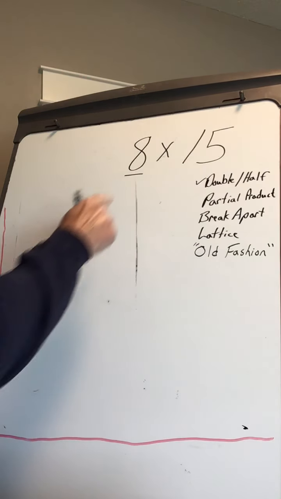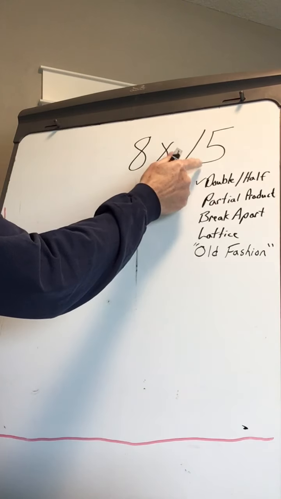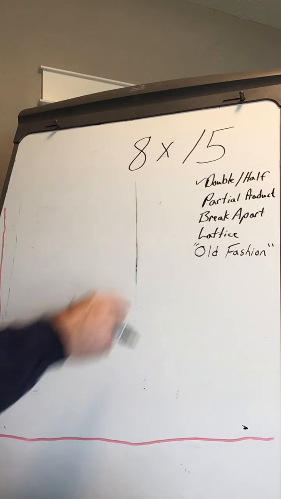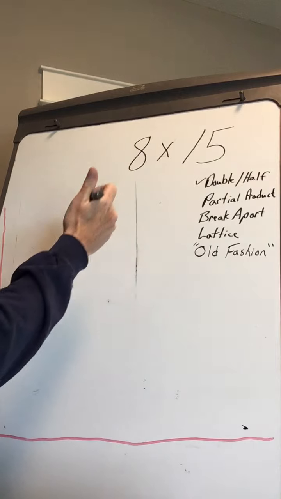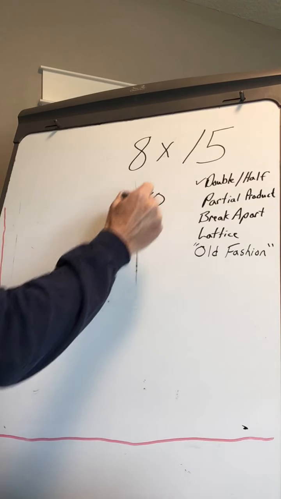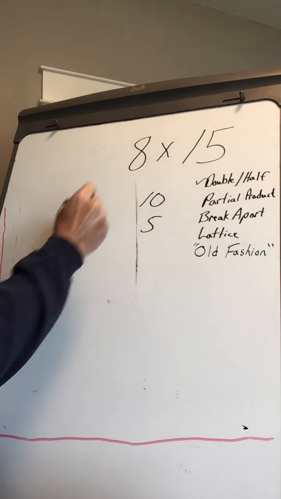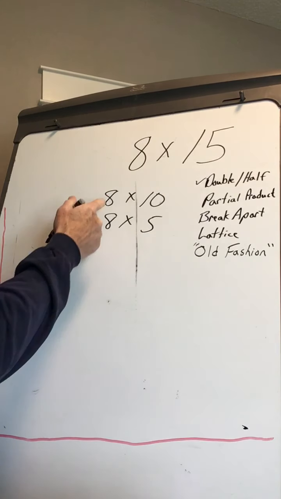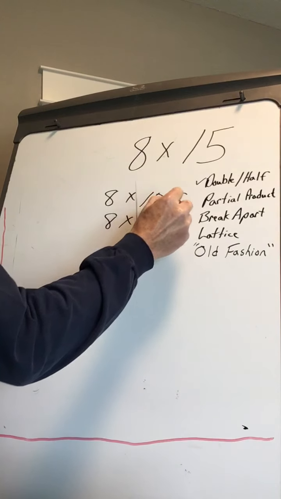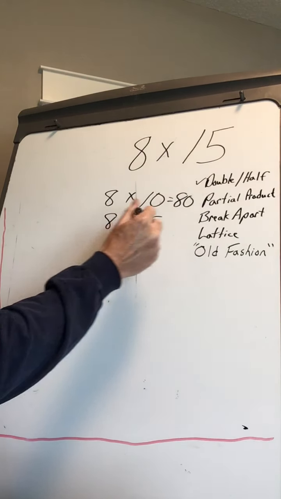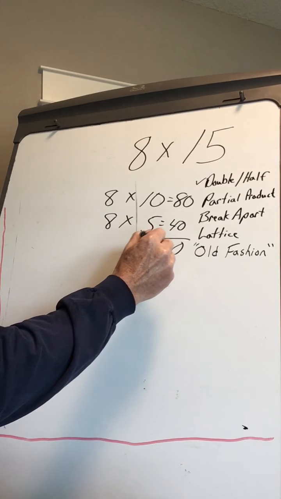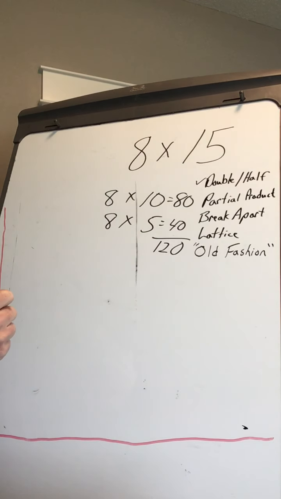Partial product. Okay, partial product works when your bigger factor, your 2-digit factor, is not even. So I'm going to break this 15 into, let's say, 10 and 5. And I'm going to multiply 8 times each one of them. 8 times 10, hopefully everybody knows, is 80. 8 times 5 is 40. 40 and 80 become 120.